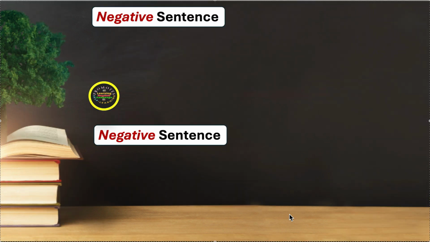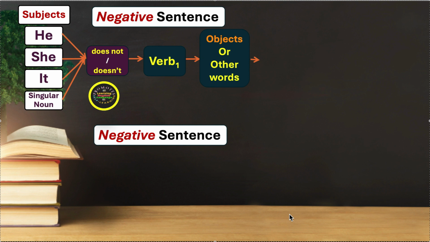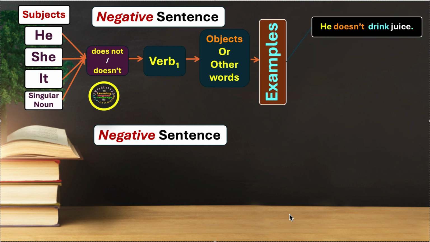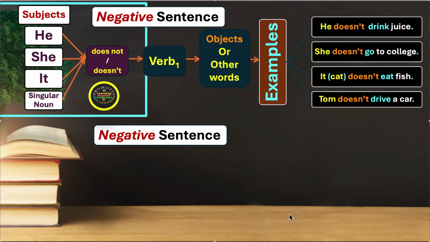We move on to the next stage, that is to say negative form of present simple tense. In the negative form, if we have the subjects like he, she, it, and singular noun, then we add with these subjects does not or doesn't, and then we add first form of the verb, and we have objects or other words. Like in the following examples, we can see he doesn't drink juice, she doesn't go to college, it, for cat here, doesn't eat fish, and Tom doesn't drive a car. And we put this rule in the box.